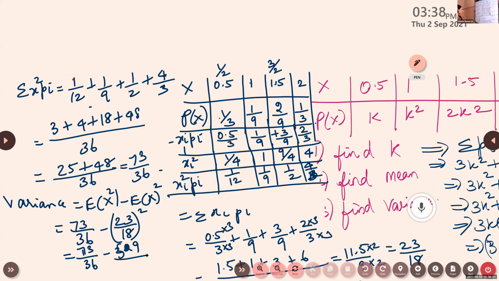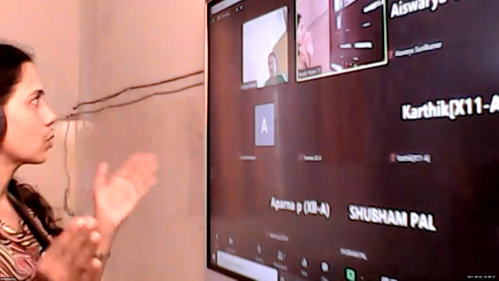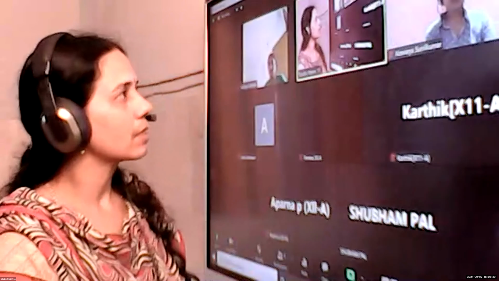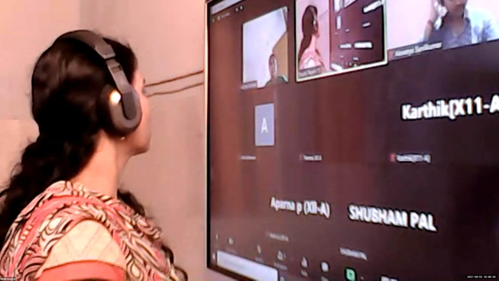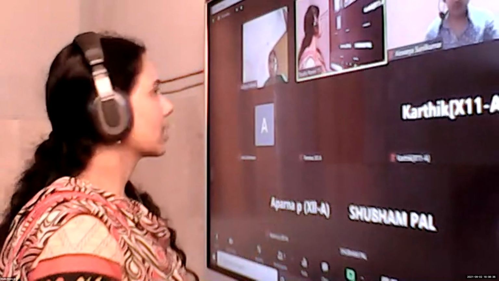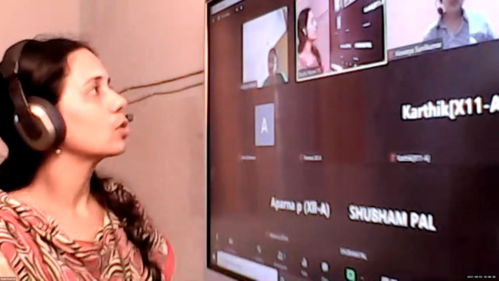Okay, children. So calculation process you can complete. Now is it okay how to find the mean and variance? Is the method clear? Mean is given by sigma xi pi. And what about the variance? Sigma xi square into pi.